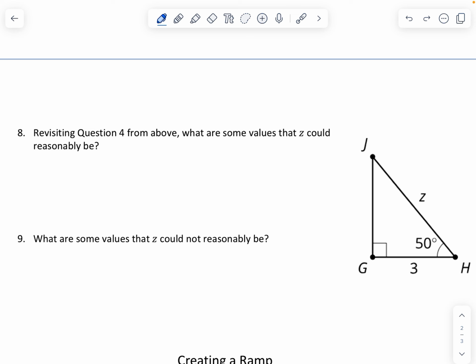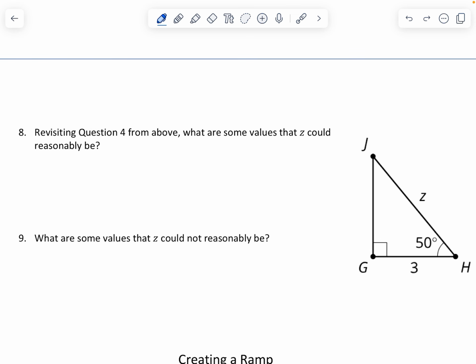So number 8, what could Z possibly be? It just wants you to make a guess, right? Like, could Z be 1? I don't know, that's for you to decide. Could Z be 5? Is that a reasonable number? Could Z be 100? Is that a reasonable number? That's kind of what it's talking about.